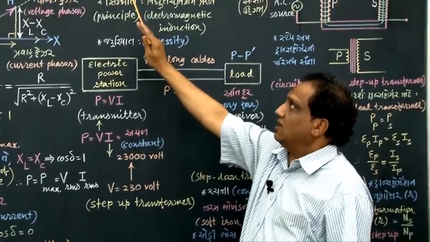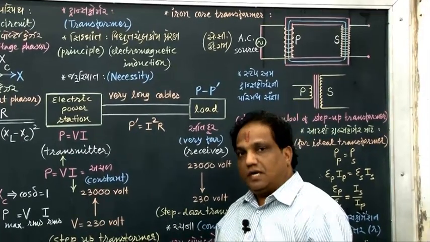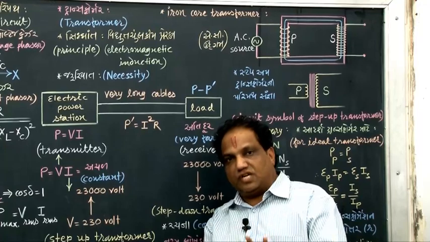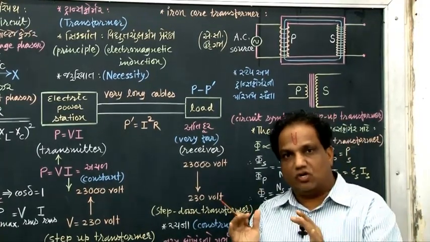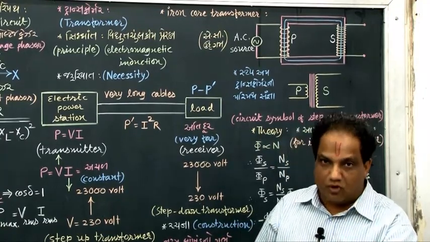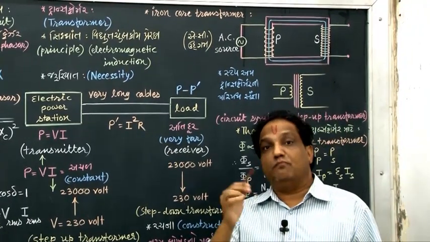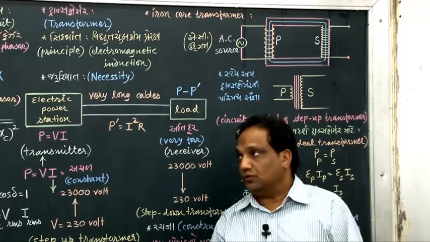Now the last article of the chapter, transformer. Transformer is a very important device which transforms alternating voltage from one coil to another coil, whose working is based upon the principle of electromagnetic induction, basically mutual induction. How I am showing you.